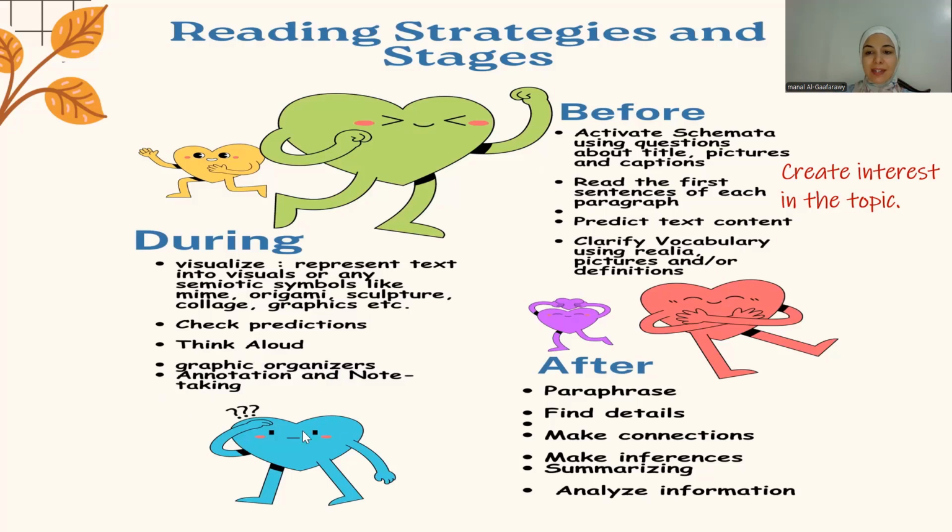Also, students can annotate and take notes. So you can provide them post-it notes so that they can take notes of the most important information and write them down while reading. Also, they can annotate, they can circle important words, the words that are unfamiliar. They can underline or even highlight using colors. So all of these strategies and techniques are indispensable and invaluable for students to reflect their understanding in the during stage.